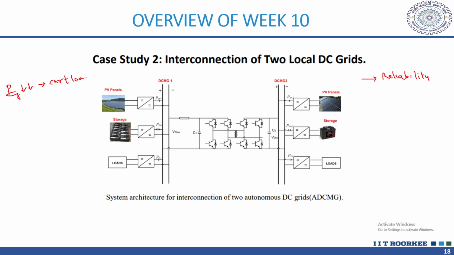That can be avoided if the power is coming from the neighboring microgrid. So basically, we have two microgrids here, and they are enabled by this bidirectional converter for bidirectional power flow. Depending upon the situation, the power may flow from microgrid 2 to 1 or 1 to 2, depending upon the generation and load levels at both microgrids. Such an arrangement will increase the reliability of the operation.